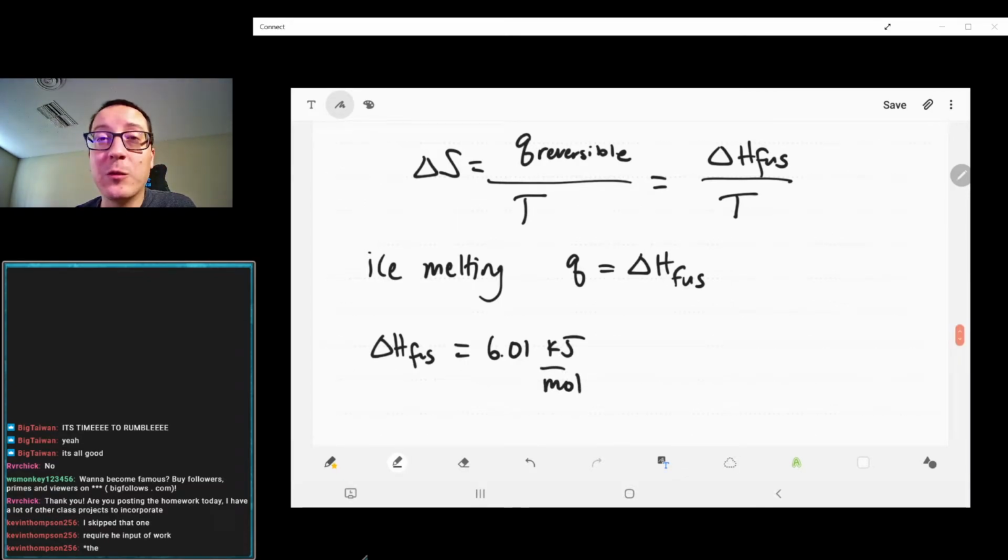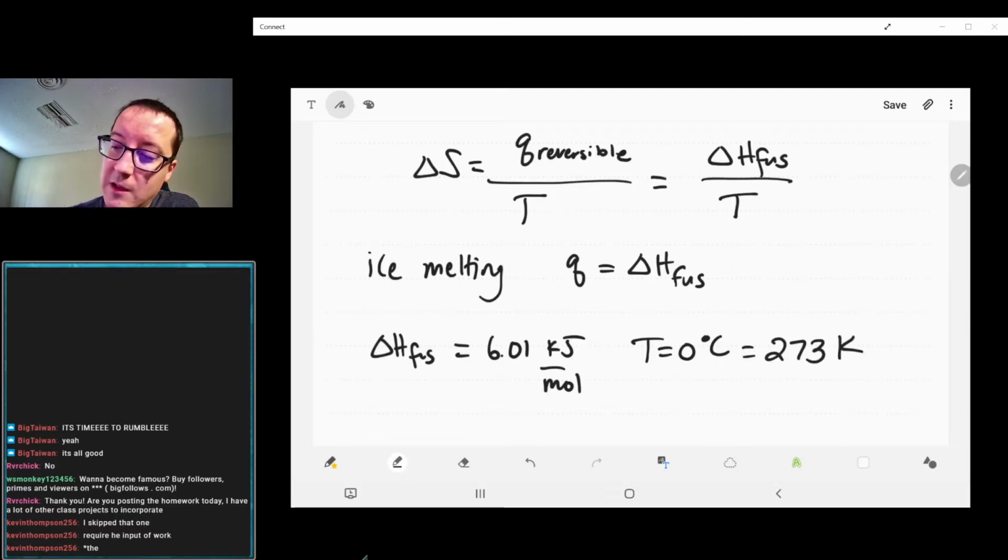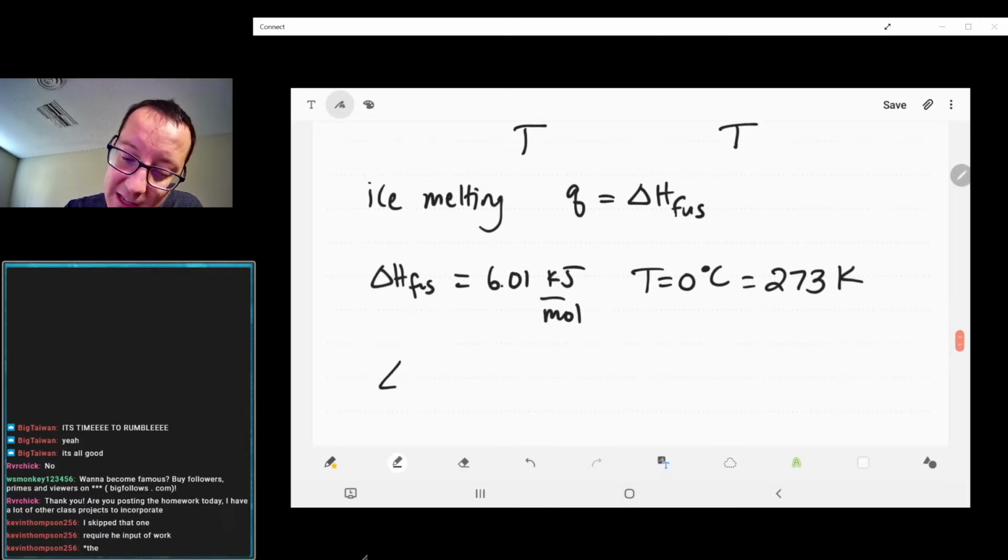The temperature at which this process happens is 0 degrees Celsius or 273 Kelvin. Of course, because we have temperature in the denominator, we can never use Celsius, because we can't ever divide by zero, right? And so the change in entropy associated with this process would just be 6.01 kilojoules per mole over 273 Kelvin.